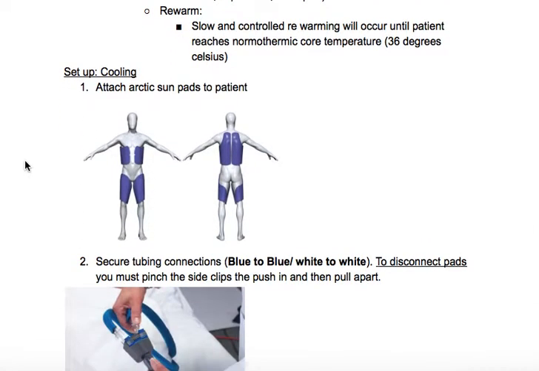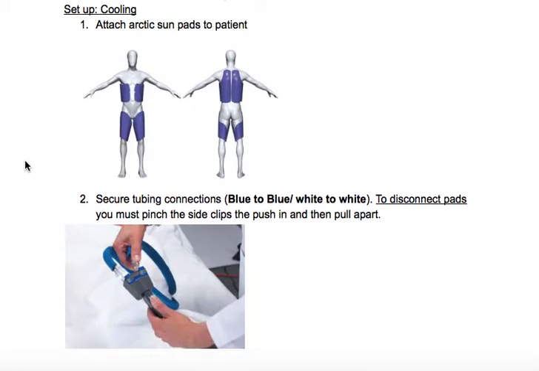Lastly, rewarming the patient. This is pretty easy, and I'll get to how you set it up, but you basically just switch them to the rewarming feature, and then the machine will take it from there. It will slowly rewarm them in a controlled setting, and then it'll keep them at a normothermic temperature for however long the physician desires. So that's, again, based on the order set.